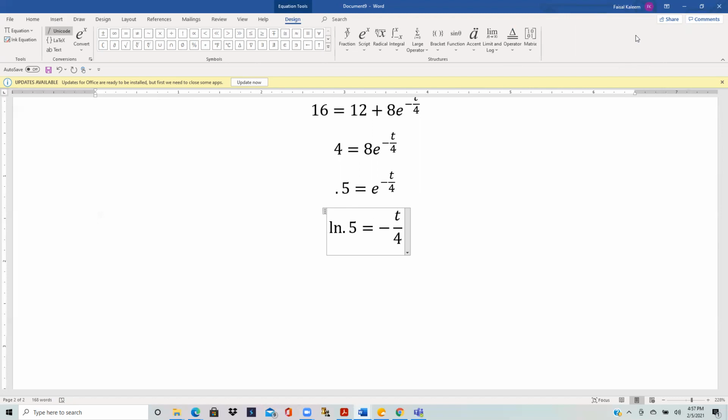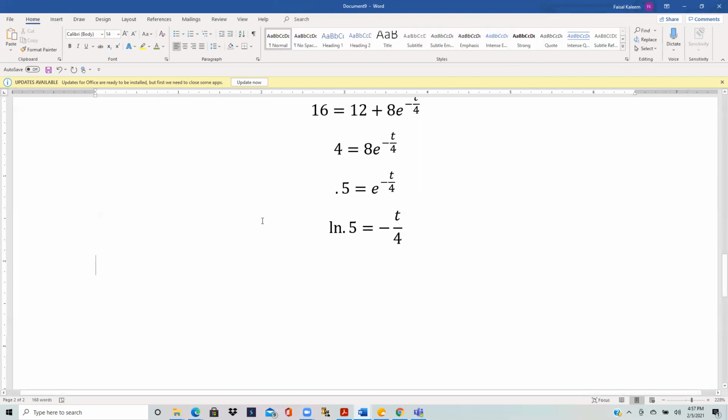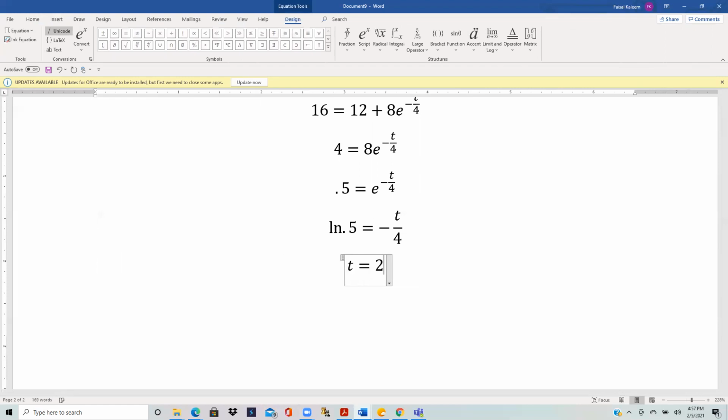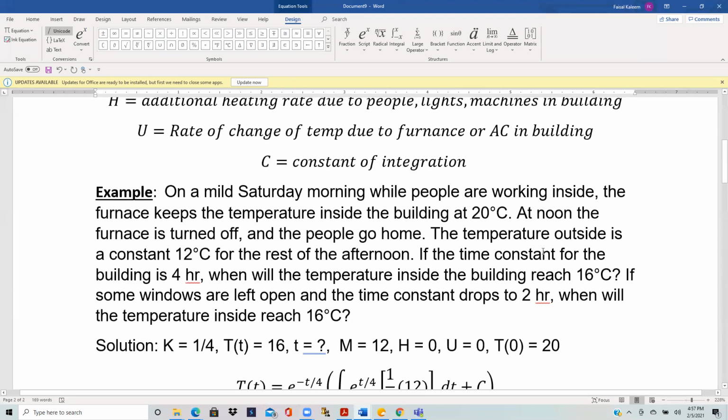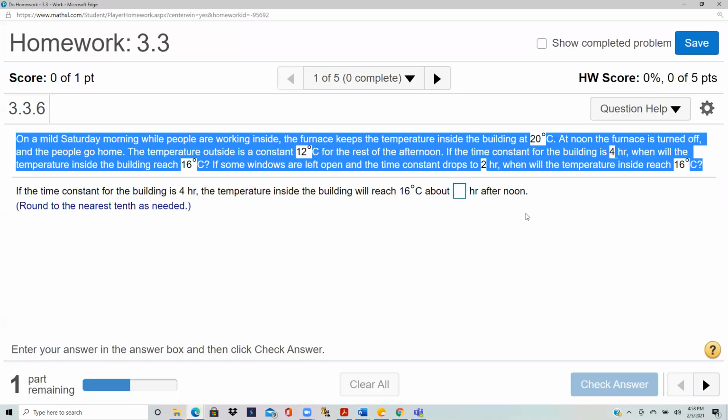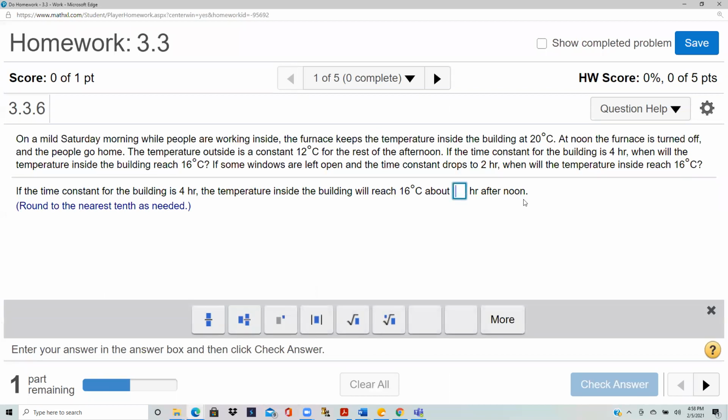And now multiply by negative 4, so you will get t equals 2.7726. t is equal to 2.7726, and the units will be hours. So everything is in hours. So 2.7726 hours. Okay. 2.77 would be 2.8 to the nearest tenth.